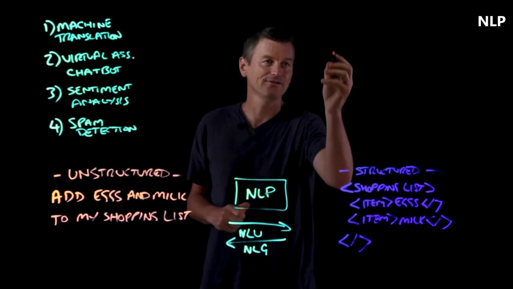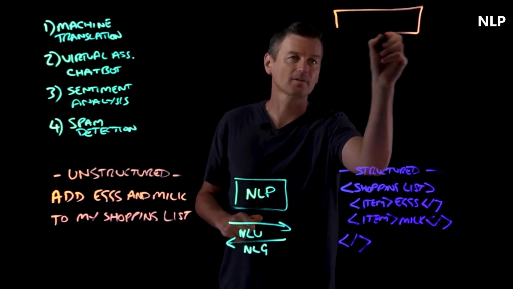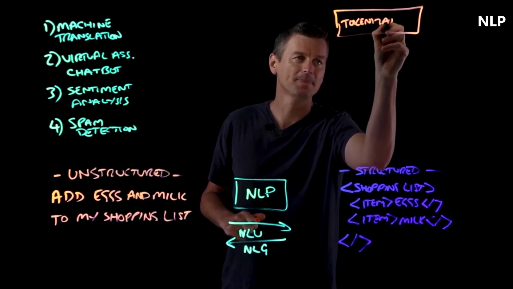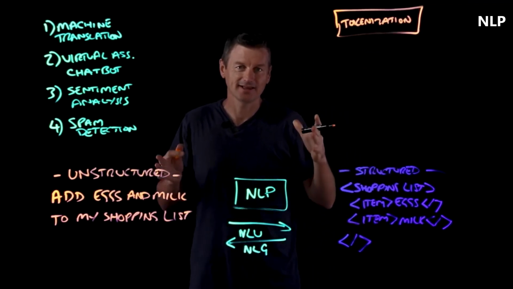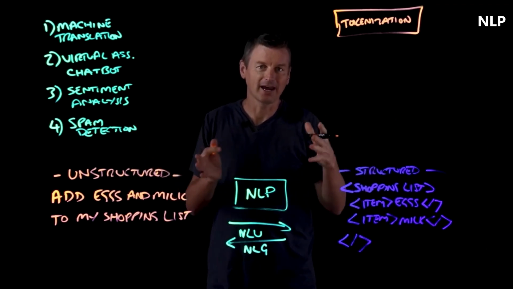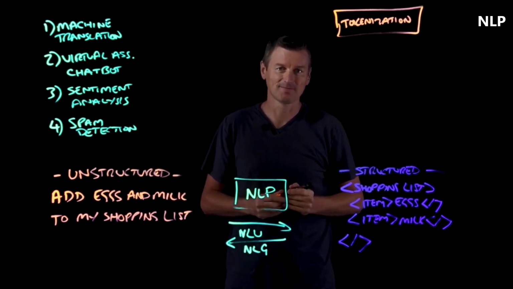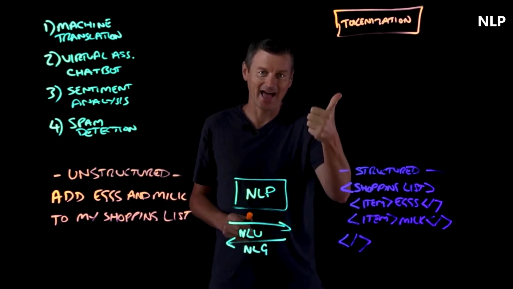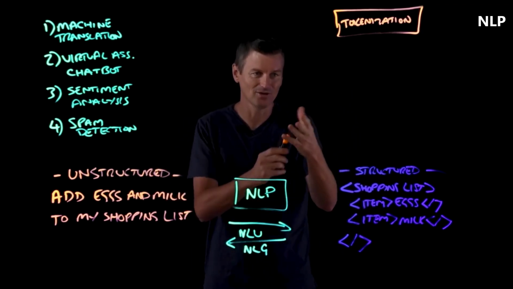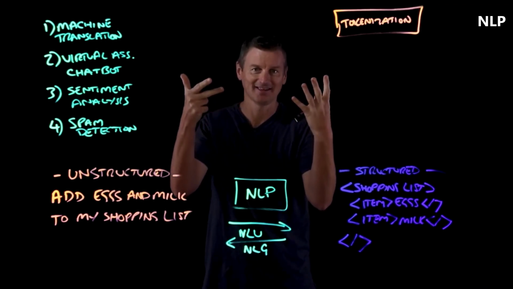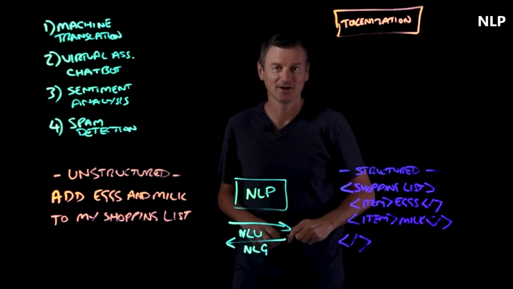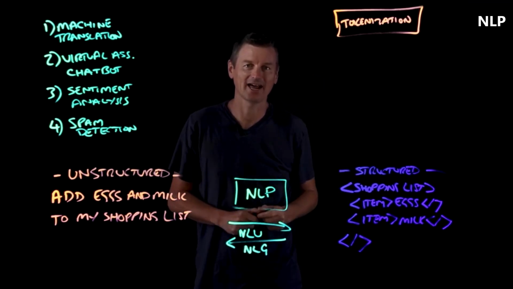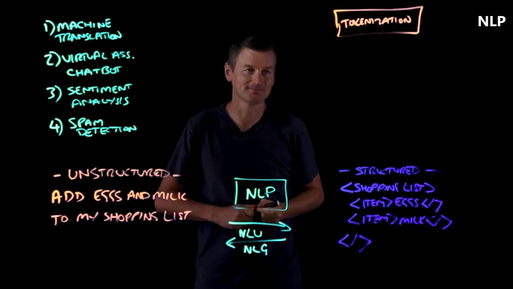Once we've got that, the first stage of NLP is called tokenization. This is about taking a string and breaking it down into chunks. So if we consider the unstructured text we've got here, "add eggs and milk to my shopping list", that's 8 words, that can be 8 tokens. And from here on in, we are going to work one token at a time as we traverse through this.